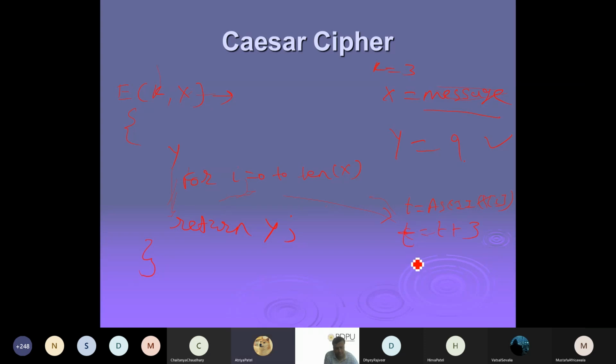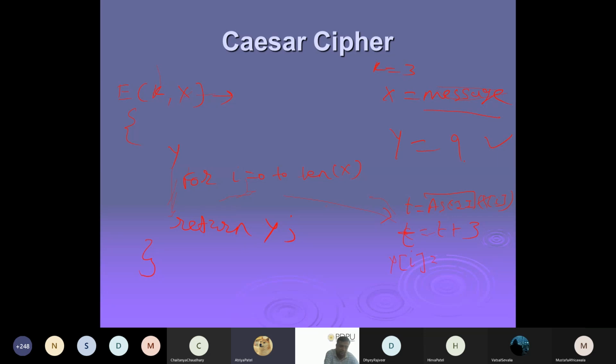Then I will define an array above the Y. Y of i. No, sir, actually remove this line. I am talking about Y in the loop. Before the loop, I will define an array.